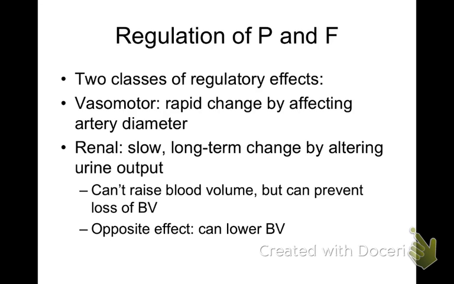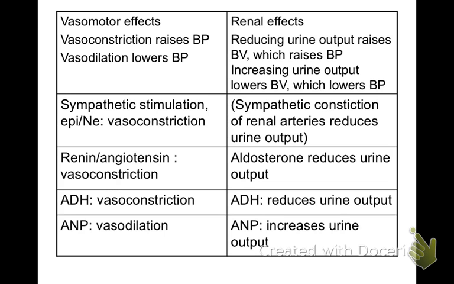All right, so we have these two classes of effects. We can affect the peripheral resistance through vasomotor effects, and then we have the renal effects by regulating blood volume. Remember that renal effects can only reduce water loss through the urine. They can't really raise the blood volume. They just prevent it from going any lower than it has to. Or they can do the opposite. So the ANP and BNP can increase urine output and therefore lower blood volume.